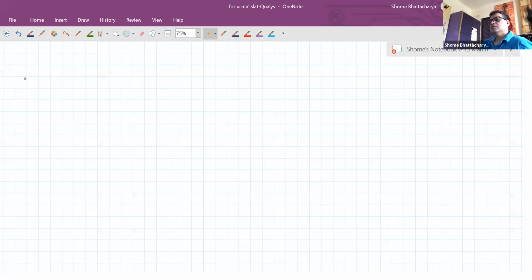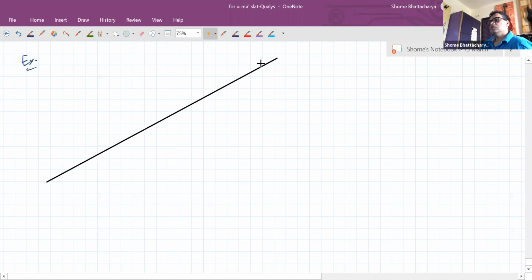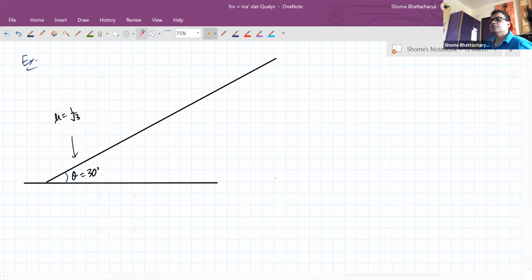Okay, so let's start with a couple of examples. Now let's take a situation which includes friction also, because we've just learned about friction. So we have a rough surface of angle of inclination, let's say 30 degrees, and it has a coefficient of friction that is 1 by 2 root 3.